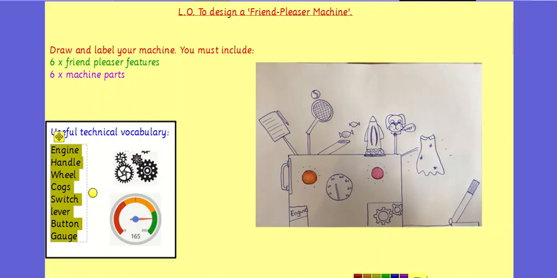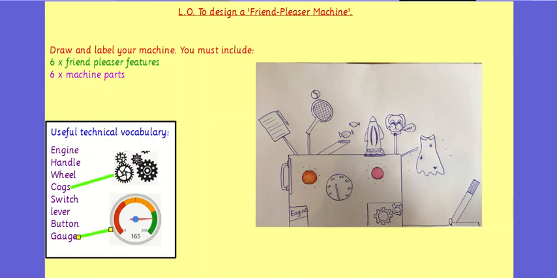So I've put a little vocab list here just to help you with some machine parts. So an engine, a handle, a wheel, cogs, these are cogs here, a switch, a lever, a button, and a gauge. This is a gauge here. Okay, so you need 6 machine parts and 6 friend pleaser features. So that means your picture will have 12 labels. Okay, now let's label my friend pleaser machine together.